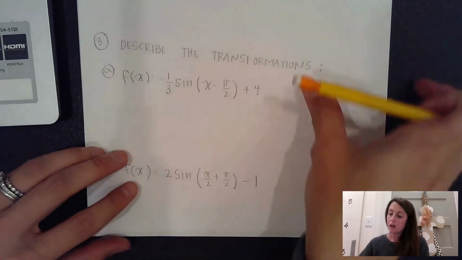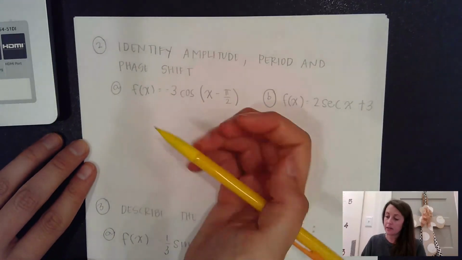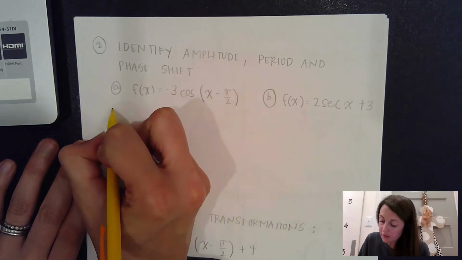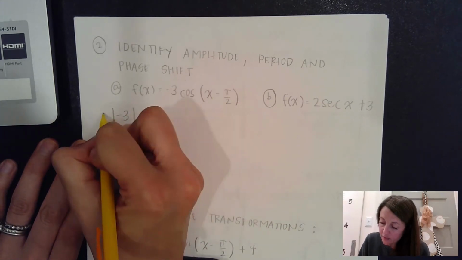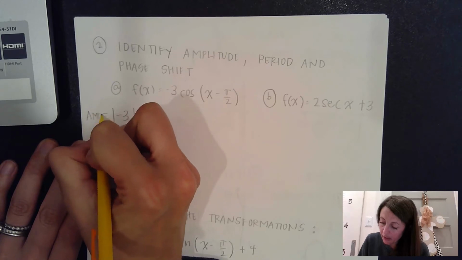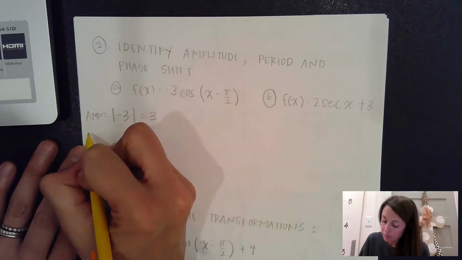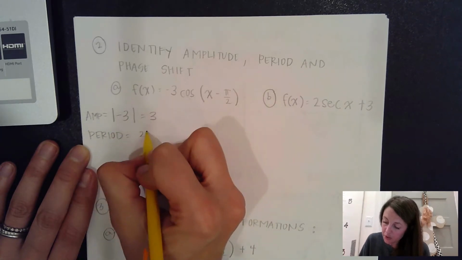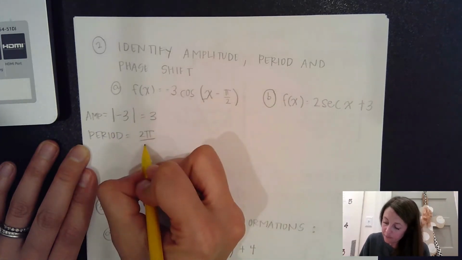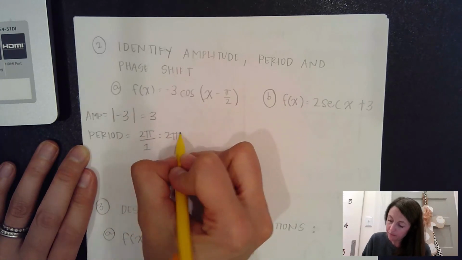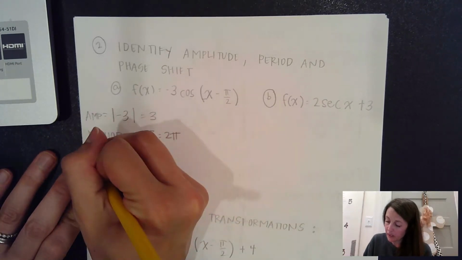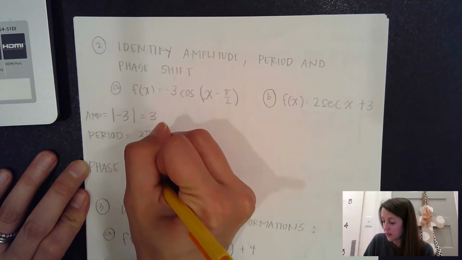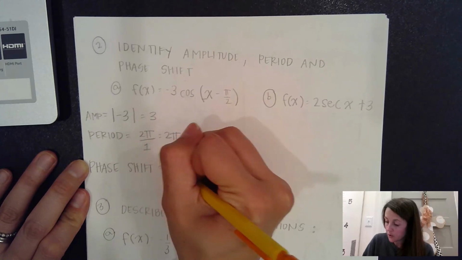Okay. So then I want us to look at identifying amplitude, period, and phase shift. So amplitude, remember, is the absolute value of the number that's in front. So the amplitude for this one will be 3. The period here, it is a cosine graph, so it'll be 2 pi divided by b, which is just a 1, so it'll be 2 pi. And then the phase shift here will be to the right pi over 2.